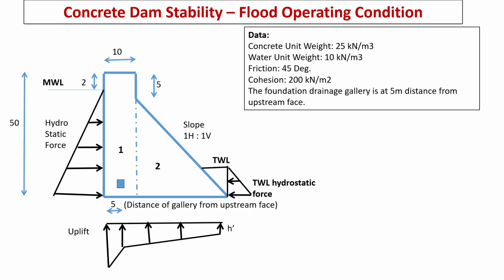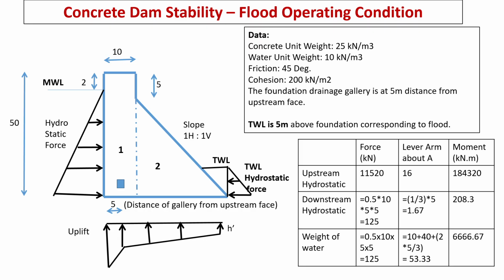But during flood condition, there will be water in the downstream. This water level has to be worked out based on the downstream conditions. For this example, we are considering 5 meters of tail water level. In flood operating condition, the extra loads or different loads from normal loading are: one is upstream hydrostatic loading. If there is a change in full reservoir level and maximum water level, then the extra hydrostatic load we have to consider. Similarly, the difference in tail water loads also we should consider. Uplift corresponding to variation of maximum water level and tail water level should also be considered.